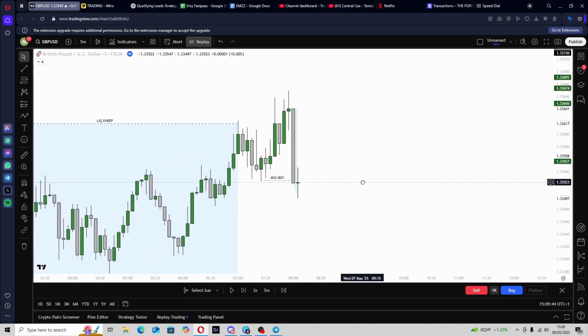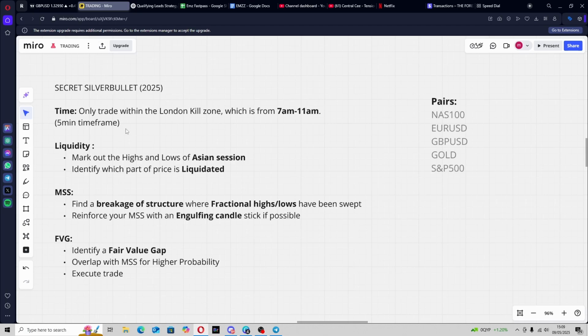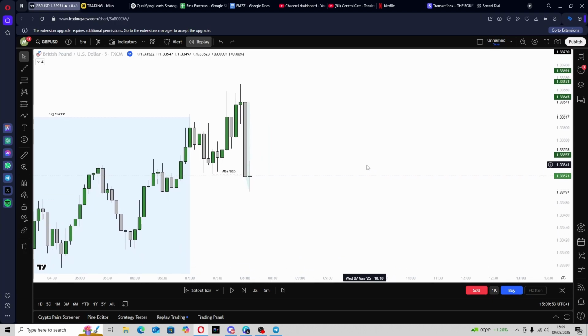Once we actually do have this, all we need to do from here on out is identify the fair value gap, and then we overlap the fair value gap with a market structure shift for a high probability, and then we can execute the trade straight from then on.